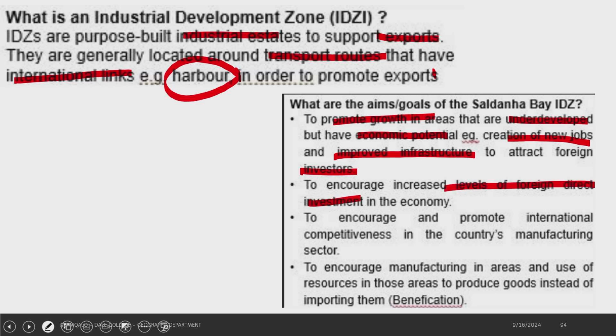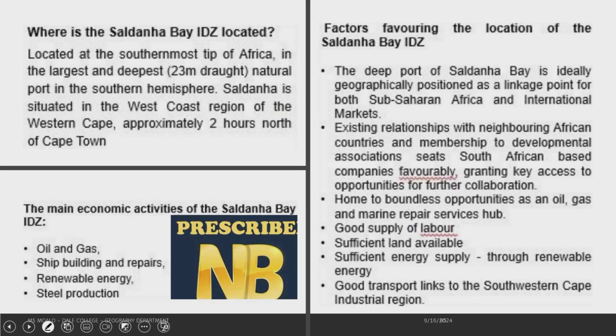To encourage and promote international competitiveness. If there's international competitiveness, there'll be more production, there'll be better quality of products, there'll be higher income coming from it. To encourage manufacturing areas and use resources in those areas to produce goods instead of importing them. So we want to manufacture our raw materials so we export them and not have to buy them from China, Japan, and so forth at a higher price.